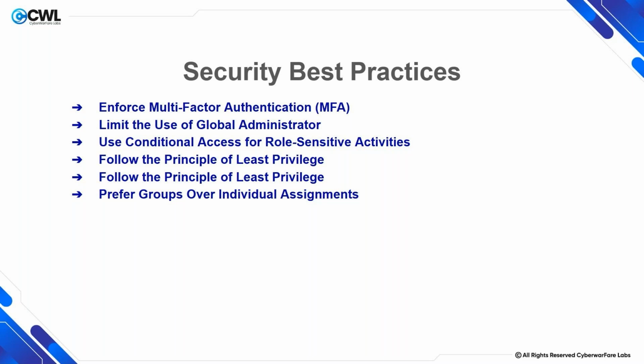Then we have: follow the principle of least privilege. I think I have given it two times because it is important. We need to think about what permission is needed for what identity. So it is very important. That's why I have added it twice: follow the principle of least privilege.